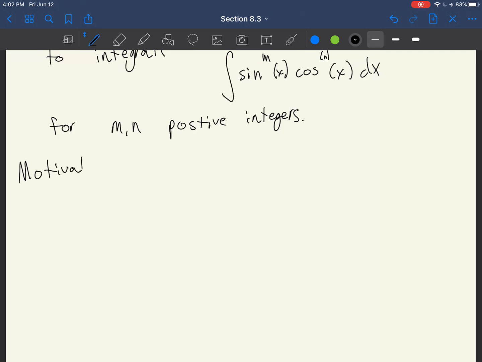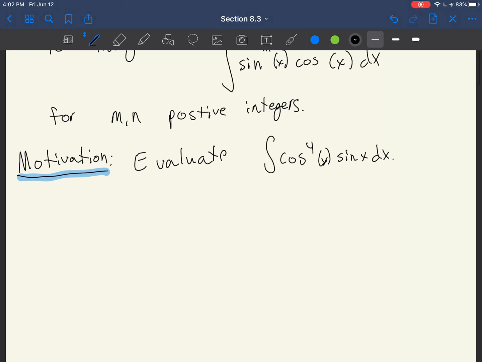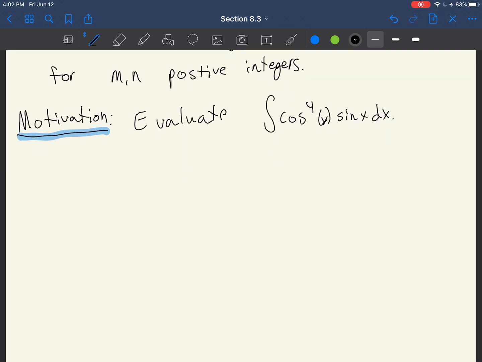So a little bit of motivation for how we're going to be doing these. Evaluate the integral of cosine to the fourth of x sine x dx. So I'm going to let you guys try this, pause it, see if you can integrate this function. You have all the tools to integrate this particular function.